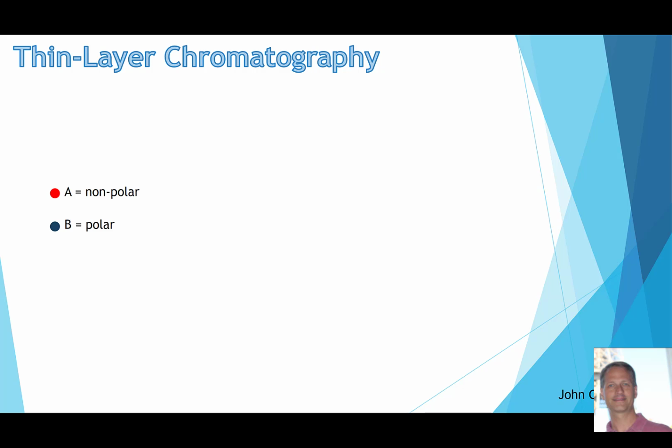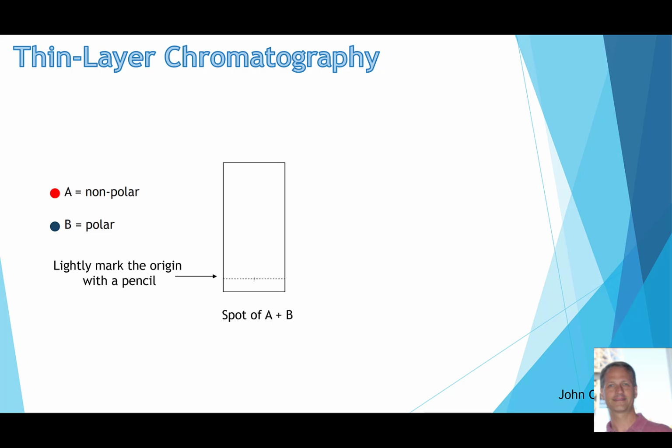Let's look at an example here. What if we had a mixture of two compounds? Let's make it simple. A is this red dot. We'll say it's nonpolar. And B is this blue dot. We'll call it the polar compound. What we'll do is take that TLC plate and lightly mark the origin, or the base of it, with a pencil.